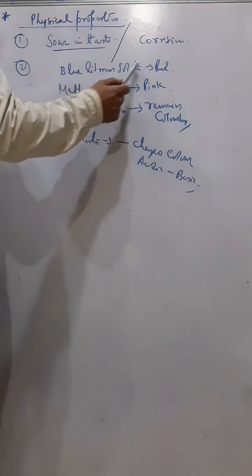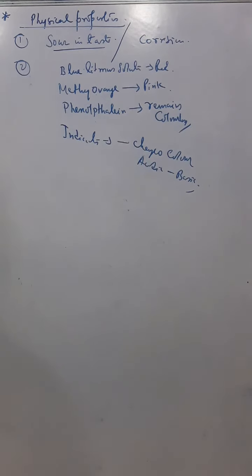Now acid turns blue litmus solution red. So if it's acid, it turns blue litmus red. Acid turns methyl orange pink. And phenolphthalein remains colorless. Phenolphthalein originally is colorless, and in acid it remains colorless. So these are the physical properties of acids.